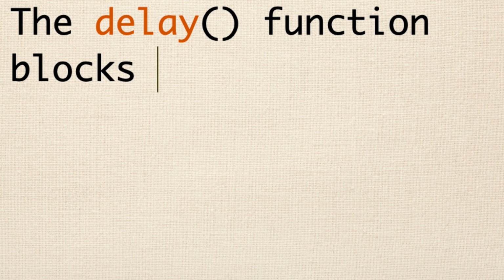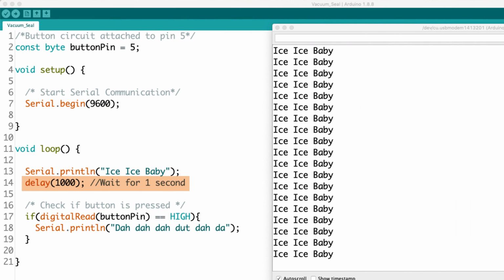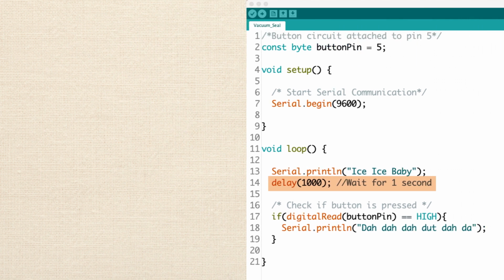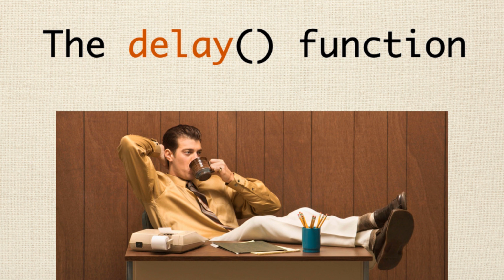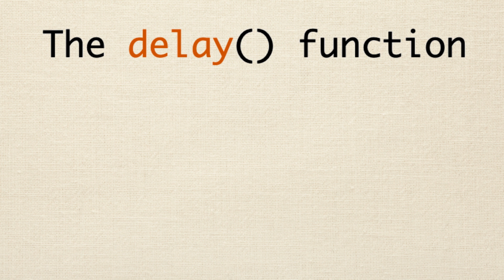So we also know that the delay function blocks code. Kind of goes hand in hand with what we just said. So when the delay function is running, it is going to block other code from running while it's going. So we could be like, man, this delay function is a total slacker and it's never going to amount to anything in our projects. But for a lot of simple programs that we write, the delay function works fantastic.